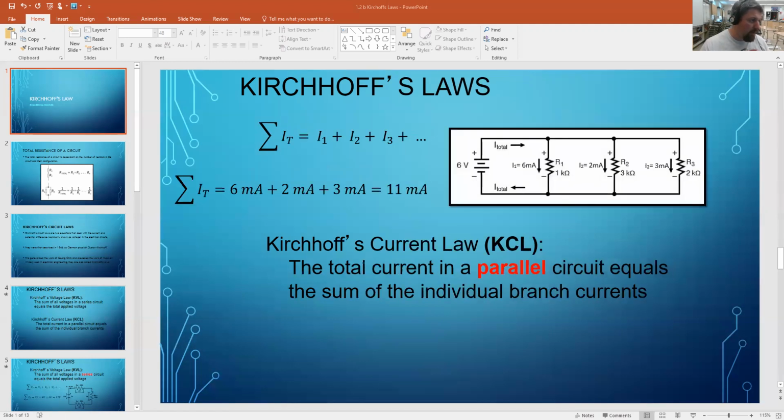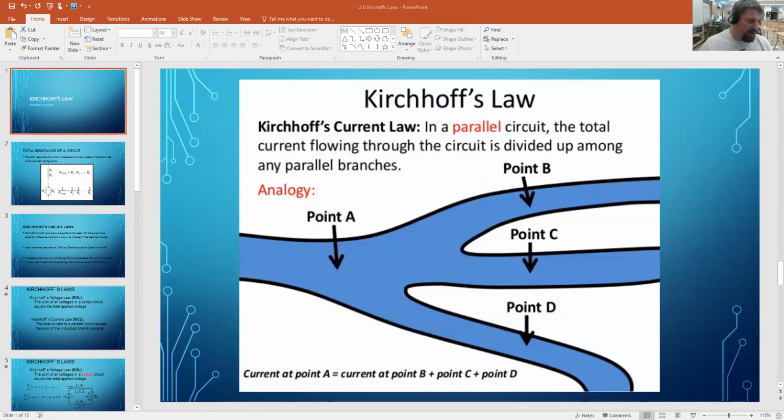Now, Kirchhoff's current law in parallel circuits says the branch currents have to add up to the total. So we have our total here. It has to equal the 6 plus the 2 plus the 3. So my current total is 6 plus 2 plus 3, or 11 milliamps. You can think of it this way: if I know point B's current and point C's current and point D's current, then I can add them all up to get point A's total current.